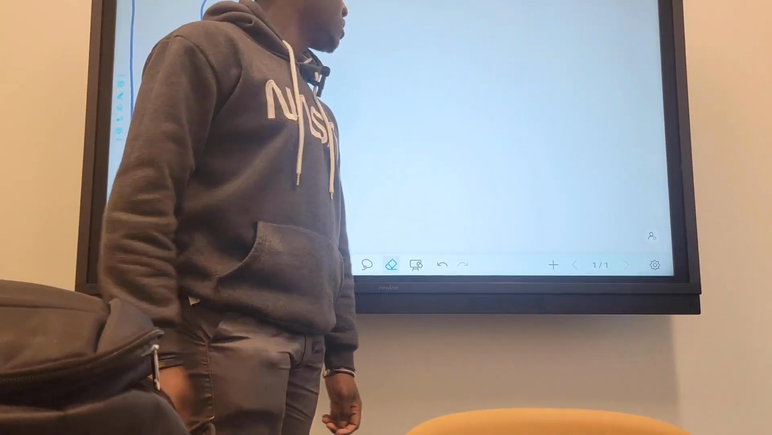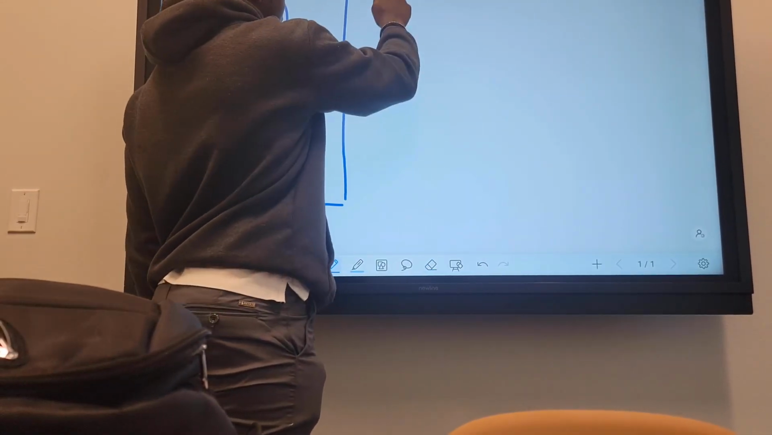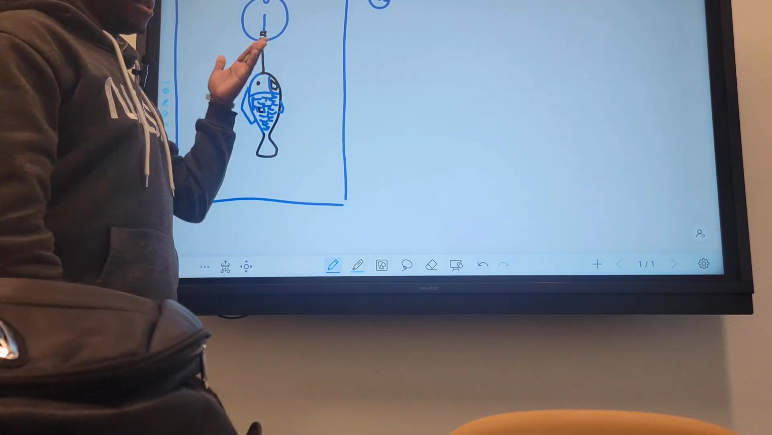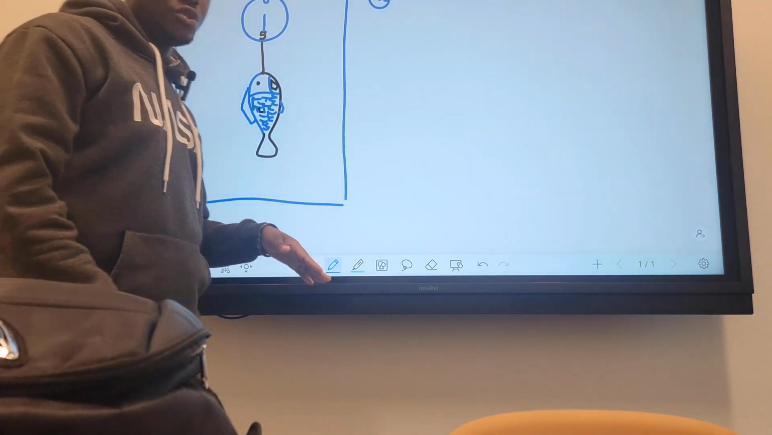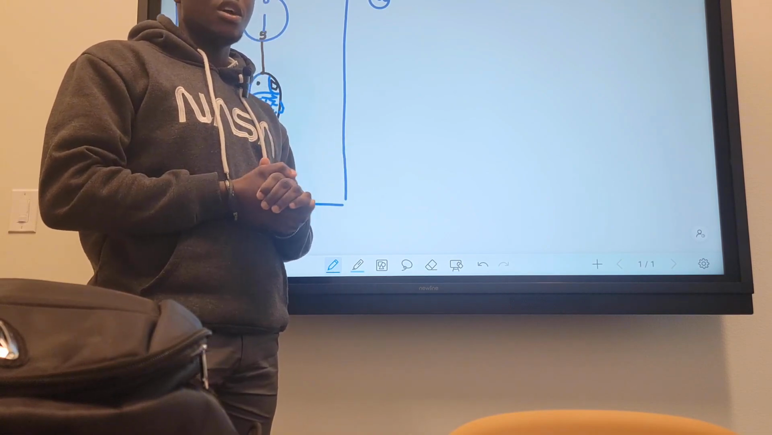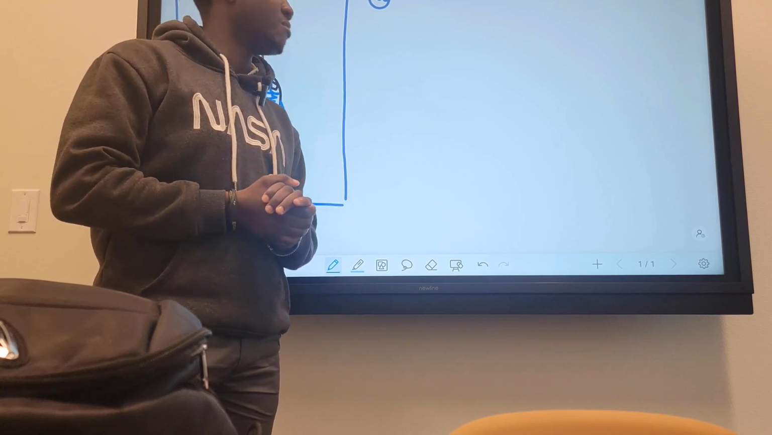So the first question we're being asked is to show what happens when the elevator accelerates upwards or downwards. We're asked to show whether the reading on the scale will remain the same or whether it will change. So in physics, we go with formulas. You don't just make assumptions.